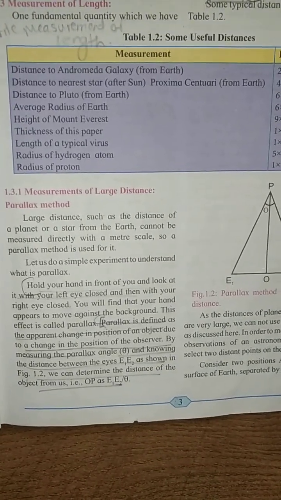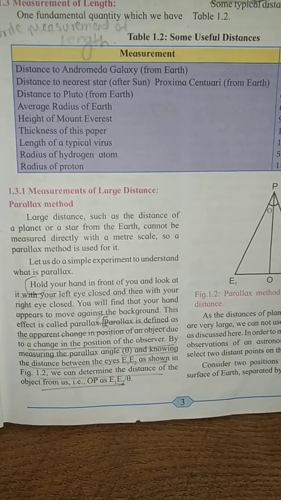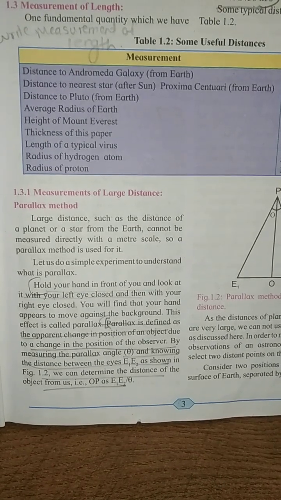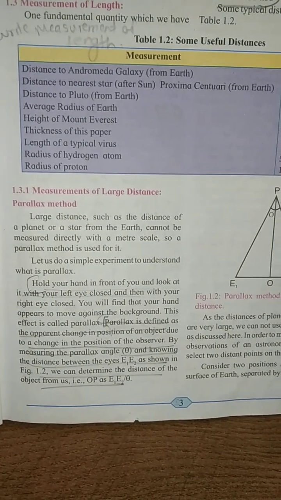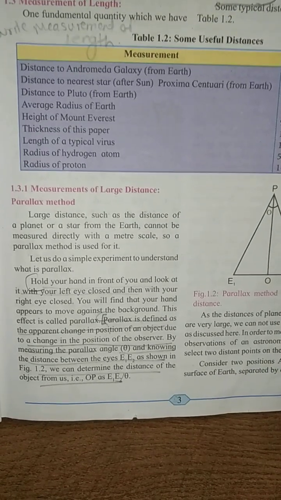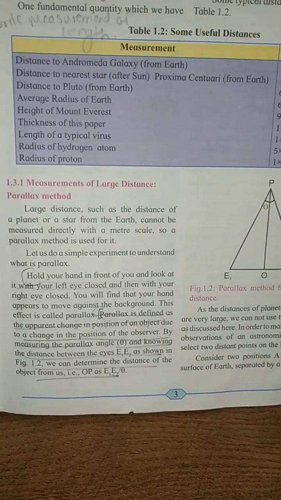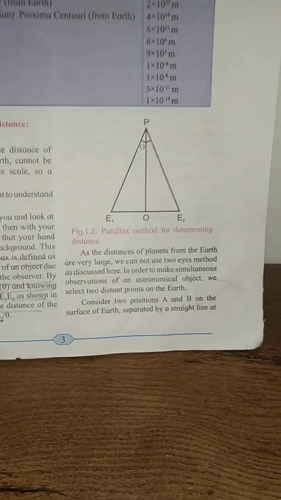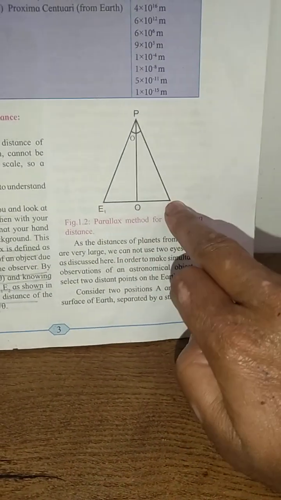Parallax is defined as the apparent change in the position of an object due to the change in the position of the observer. By measuring the parallax angle theta and knowing the distance between the eyes, E1E2, as shown, we can determine the distance of the object from us, that is OP, as E1E2 upon theta. Here in the diagram it is shown when we put an object in between, this is E1E2.